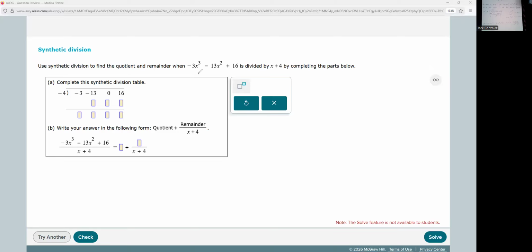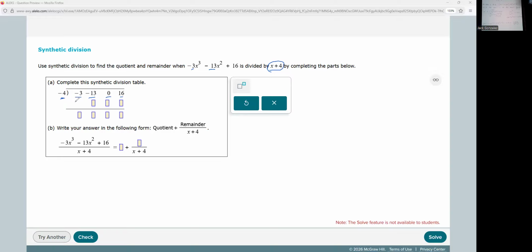So first thing you do is set this up, right? So you have all the coefficients: negative 3, negative 13, 0x, constant 16. Now, once you have that, you say, okay, well, the 0 for this would be negative 4. So if it's plus 4, you put a minus 4 here. And then you start your process.